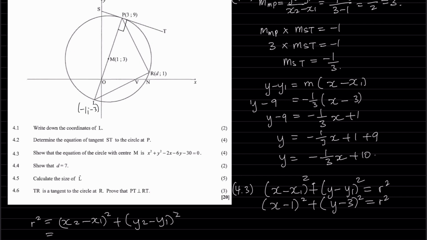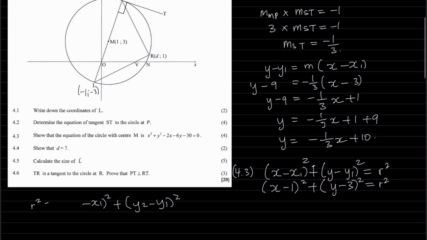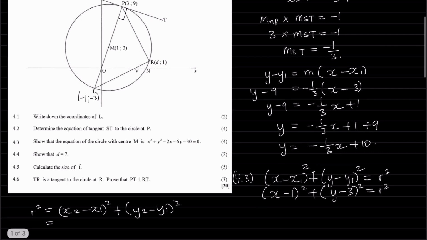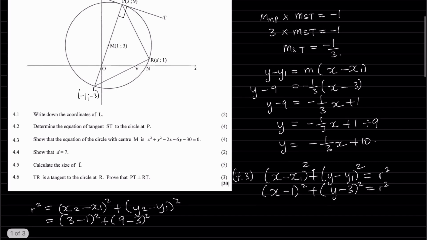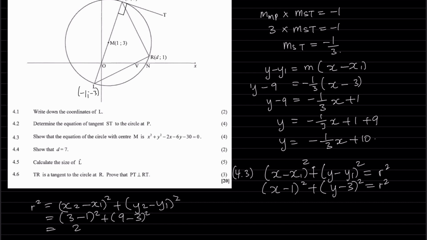Again, it doesn't matter which points you use as your x2 and y2 and so on, as long as you remain consistent. So let's quickly substitute. 3 minus 1 all squared plus 9 minus 3 all squared. That's going to give me 2 squared plus 6 squared. So r squared is equal to 4 plus 36, which is 40. So our equation is going to be x minus 1 all squared plus y minus 3 all squared equals 40.